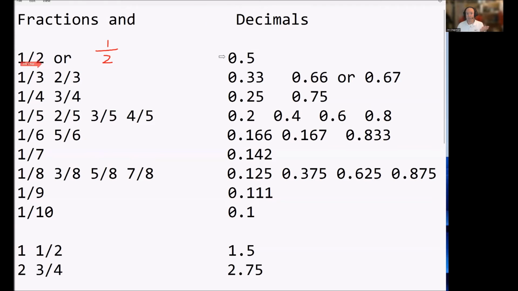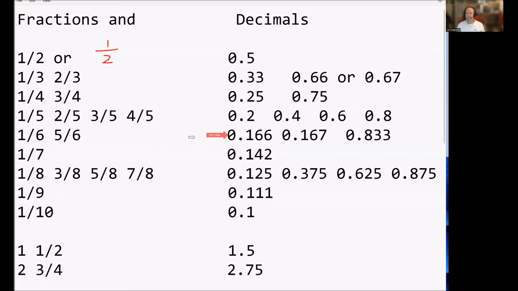So 1/2 just equals 0.5. And if we say it, we would say zero point five, or point five. So 1/3 is 0.33, we say point three three, point six six. And if we round up, we would say 0.67. So 2/3 equals 0.67. 1/4 is 0.25. 3/4 is 0.75. 1/5 is 0.2, 0.4, 0.6, 0.8. Point eight is fine.